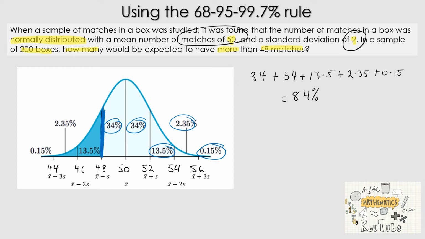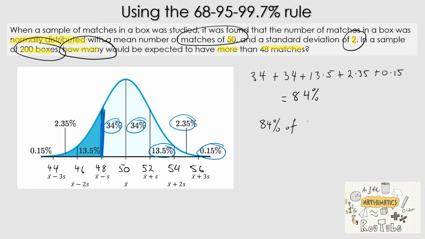Now, it's really important. That would be a common error if we stopped there, because it's not asking you for the percentage. It's asking you for, and I'll circle it, how many. So we know that 84% of them will be expected to have more than 48 matches. That's what we just found out. But we want to know what number that equates to. We don't want to know the percentage. So what we need to do now is work out 84% of the sample that we're talking about, which in the question, and I'll circle it again, was 200.